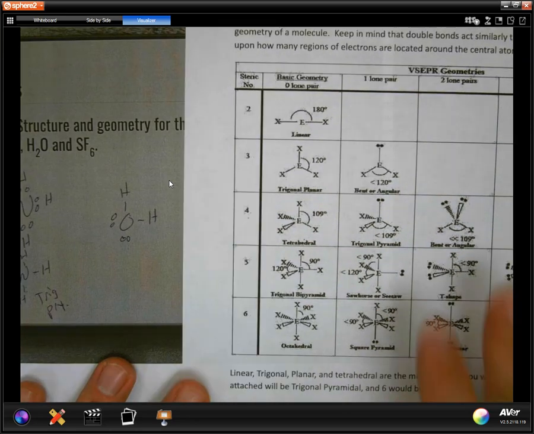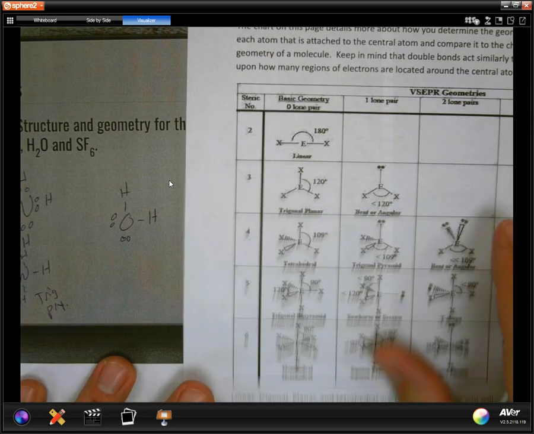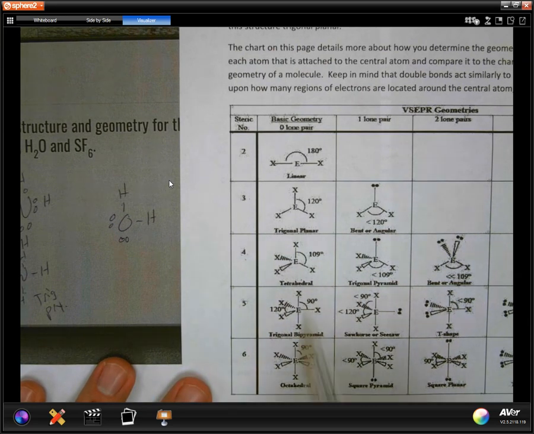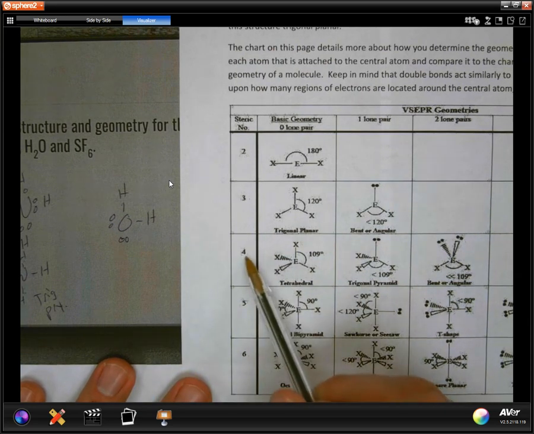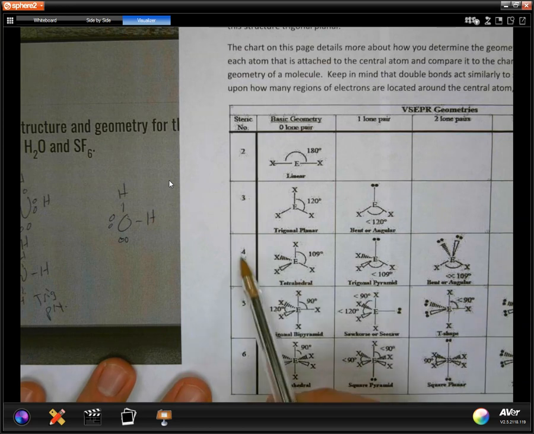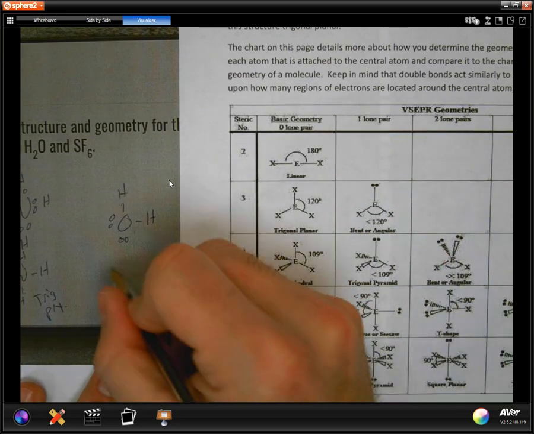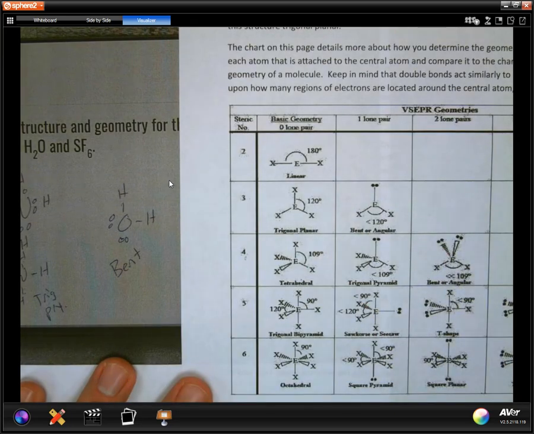All right, welcome back. Water has 1, 2, 3, 4 things around that central atom. So again, I'm still in this row of the table. But now I have 2 elements and 2 lone pairs. 2 elements, 2 lone pairs. So I'm going to call this bent. Some people call it angular. I like the word bent.